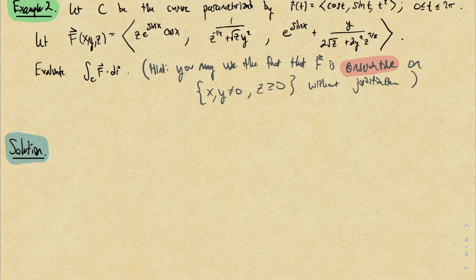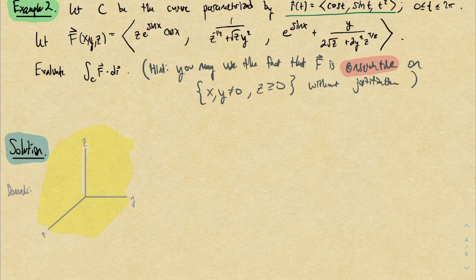And indeed, if we think about the curve in the domain, so the domain is three-dimensional here. This is a three-dimensional vector field. The domain that we're given is for positive z values and for non-zero x and y values. So that means we don't include the z-axis, and we get something like this.